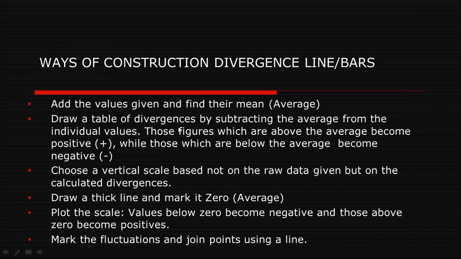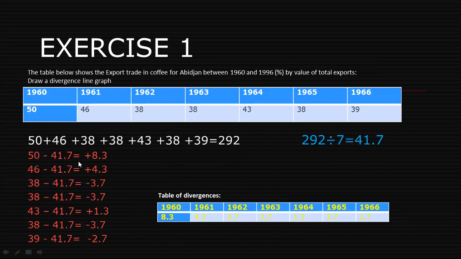So we know now that we choose a vertical scale based not on the raw data given, but on the calculated divergences. That's what I've been explaining. This is what I'm calling raw data. Raw data is the information we have been given. It is not grouped, it is not calculated, it's not anything. That's the raw data. But we are saying you don't base on this to get the scale.